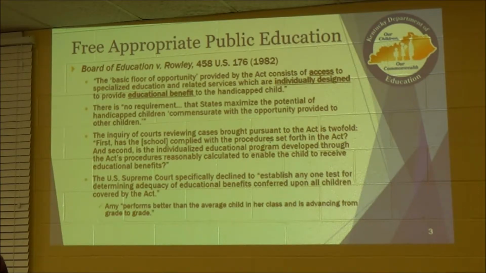In the Rowley decision, the U.S. Supreme Court specifically declined to establish any one test for determining the adequacy of educational benefits for all children covered by the Act. They said we're looking at Amy only in this situation. We're not looking at all children. This is a very individualized determination, just like it is when the ARC or the IEP team meets to put these programs together. So the court said, Amy's performing better than the average child in her class, and she's advancing grade to grade. And that's kind of what they hung their hat on in this situation, because she's performing better than most of her peers, she's advancing grade to grade, she's being provided with FAPE.